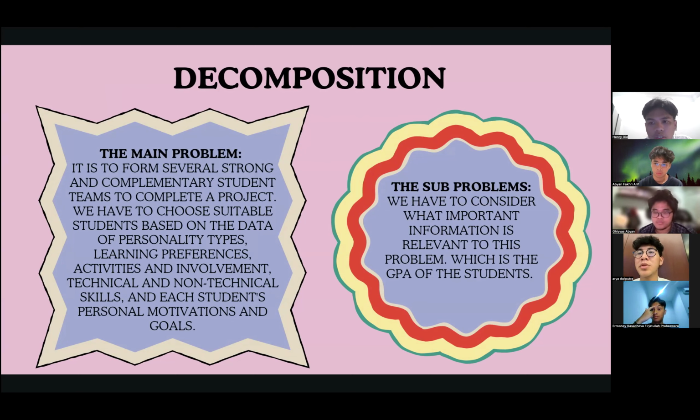Starting with the decomposition, the main problem is to form several strong and complementary student teams to complete a project. So we have to choose suitable students based on the data of personality types, their preferences, activities and involvement, technical and non-technical skills, and each student's personal motivation and goals. For some problems, we have to consider what important information is relevant to this problem, which is the GPA of the students.